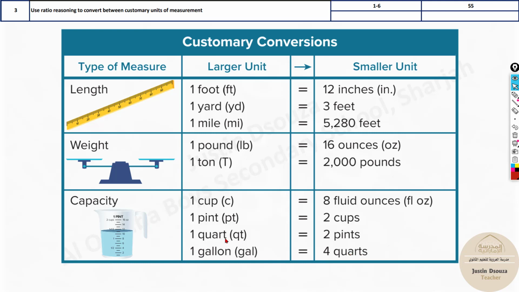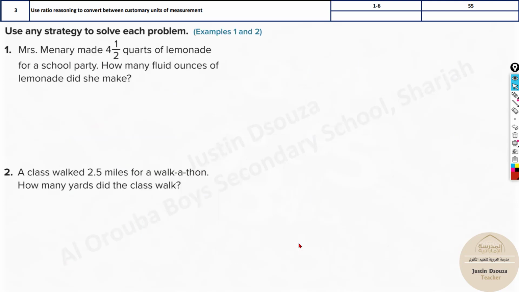Quart is quarter, okay? So 1 gallon would be 4 quarters. A gallon is more than 2 liters, I guess. Sorry, it's about 3.8 liters, I guess. I just got confused. Anyways, I'm not sure, you can check it out later. So we need to convert them. Let's look at this one over here.